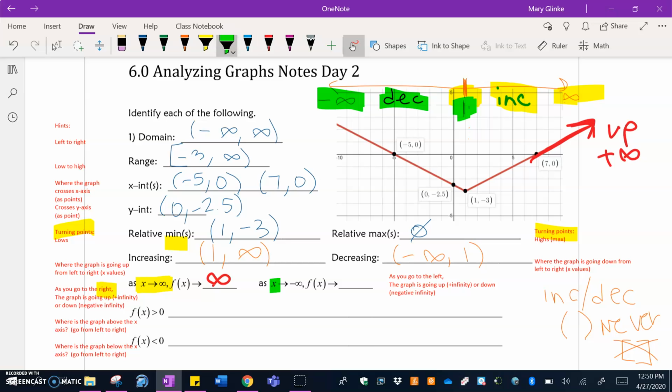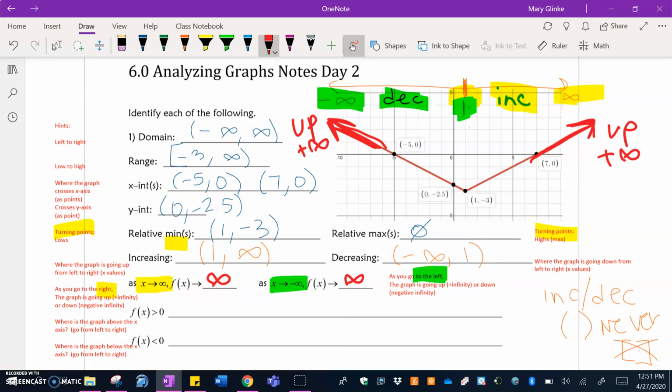And the next one here, as x goes to negative infinity, is saying as you're going to the left of your graph, where is your graph going? So I'm going to trace my graph to the left. And notice here on the left, my graph is also pointing up. So on the left, my graph is going up to positive infinity.